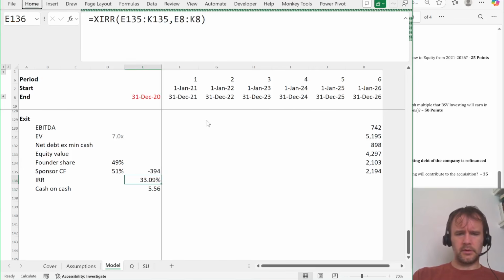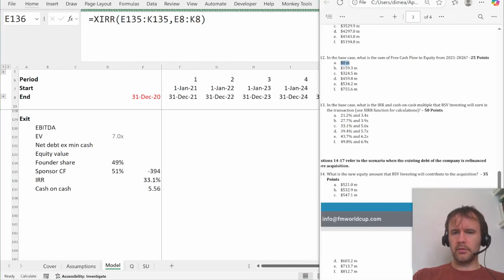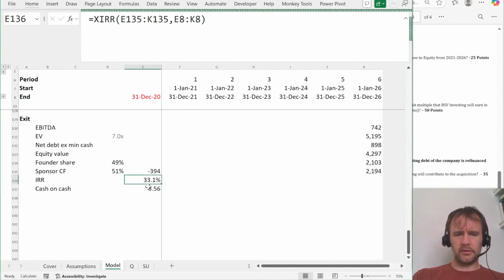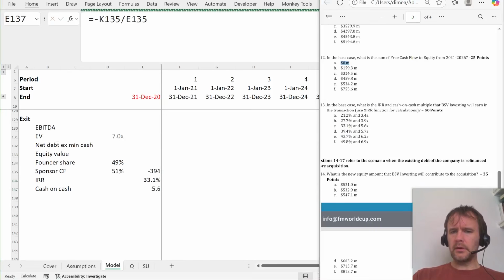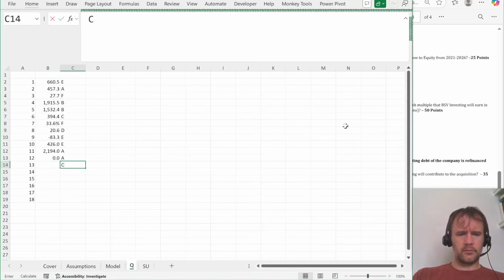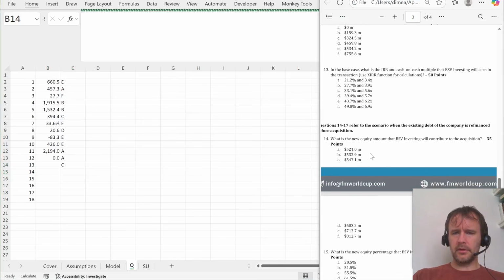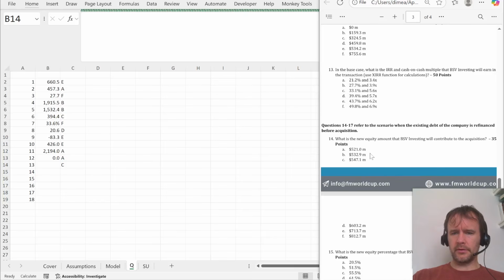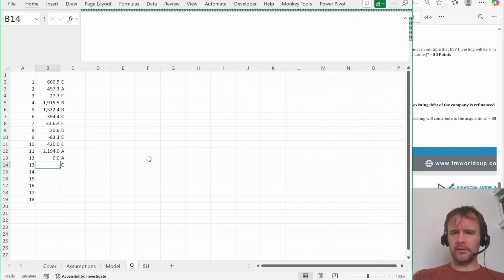So we got 33.1% and 5.6. Yes, good. That's question 13, and it's answer C. Don't care about linking. All right. So questions 14 to 17 refer to the scenario where the existing debt is refinanced.